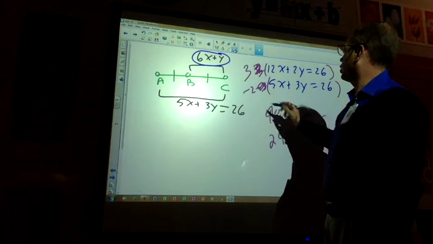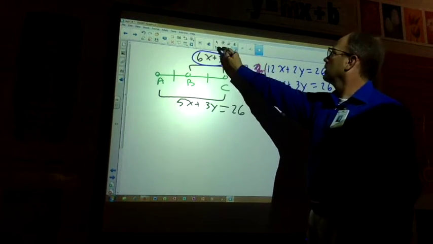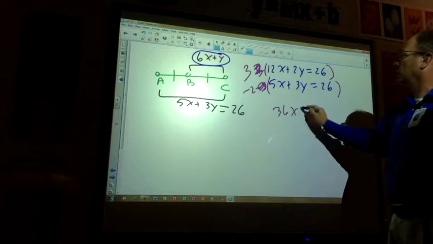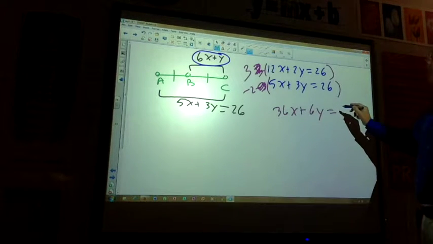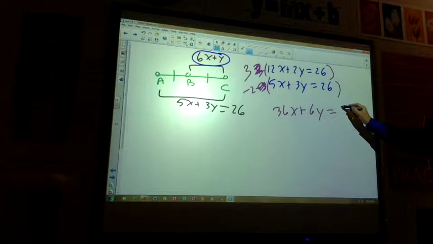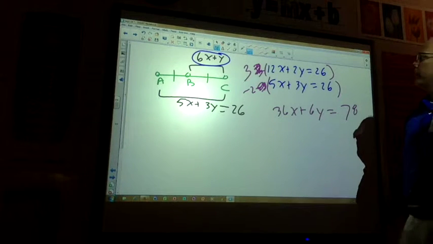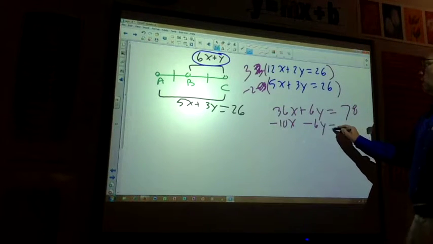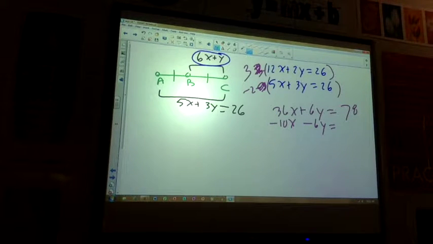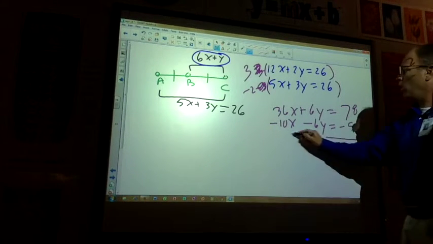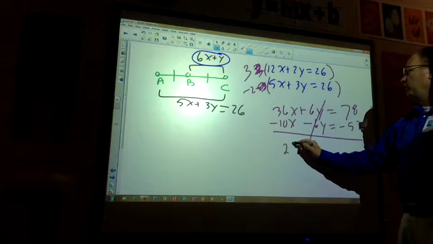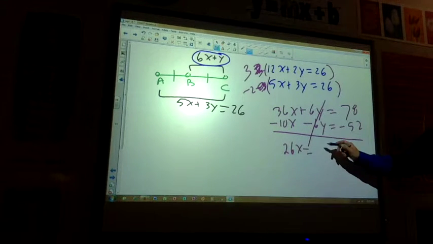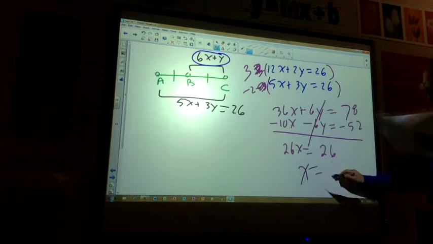Okay. There we go. 36x plus 6y. What's 26 times 3? 78. Is that right? Yes. Okay. 10x minus 6y, what's negative 2 times 26? Negative 52, thank you. And that cancels that. That gives me 26x equals 26, is that right? Yes, sir. Oh, sweet. So x is equal to 1.